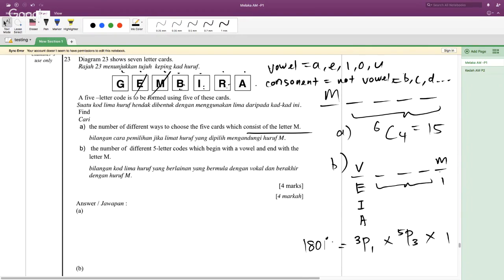It's not until infinity because from A to Z, I guess it's about 26 letters, isn't it? I'm not sure 26 or 24 already. I don't really go to count that.